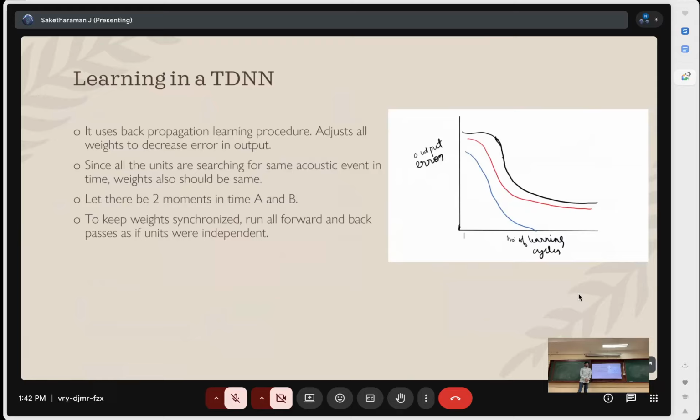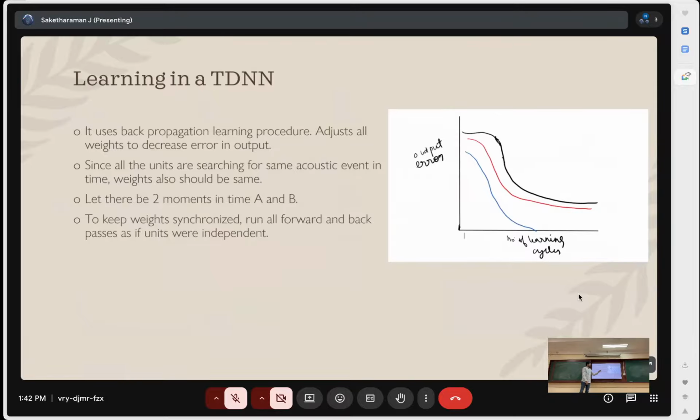Learning in time-delay neural networks uses backpropagation, which is basically it adjusts all weights to decrease error in output. Basically, in time-delay neural networks, there is a set delay time, say t, and if you take a time t, it will take in all inputs before that, from t minus 1, t minus 2 all the way to t minus n, and it will read all of them at once. This is why it is called a time-delay neural network.